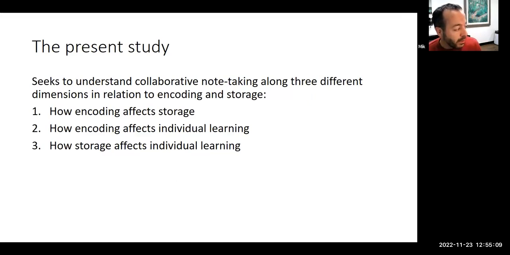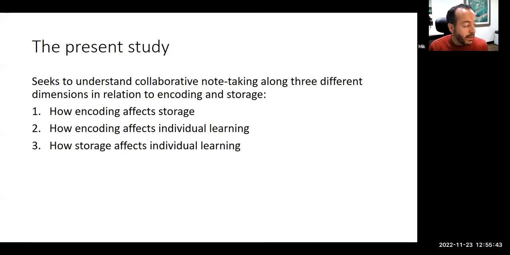So my study really sought to understand collaborative note-taking along three dimensions in relation to encoding and storage. So first thing is, how does encoding affect storage? What that means is, how does the process of your writing affect the product of the note that you produce? That's what I was looking at. How do all those aspects of collaborative note-taking affect the quality of the notes that you produce as a group?